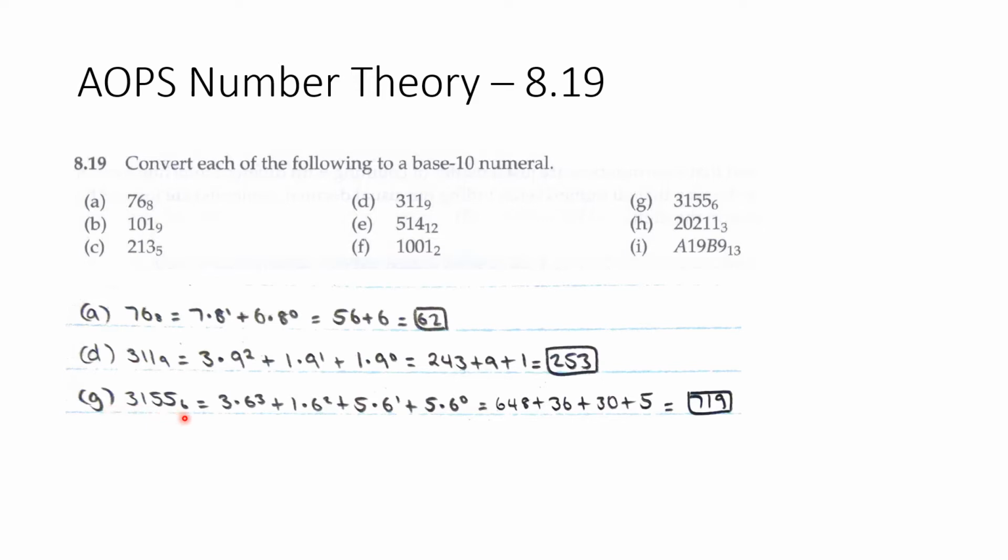3155 in base 6. So that's equal to 3 times 6 to the power of 3 plus 1 times 6 to the power of 2 plus 5 times 6 to the power of 1 plus 5 times 6 to the power of 0, which is equal to 719 in base 10.